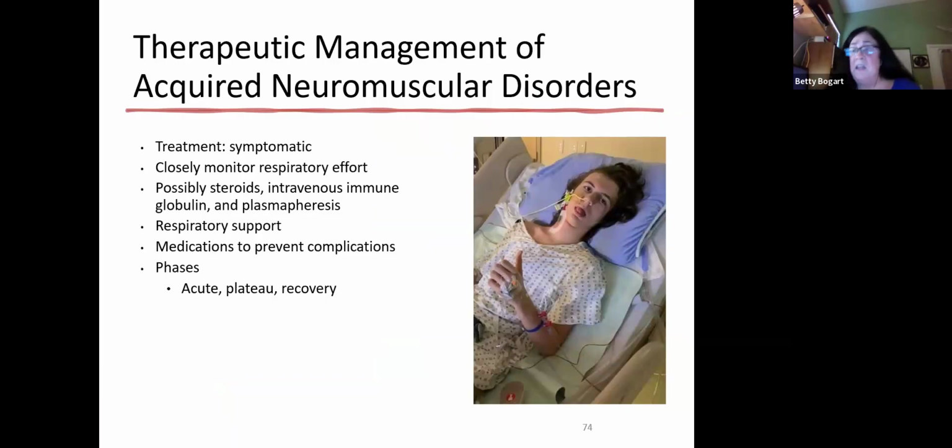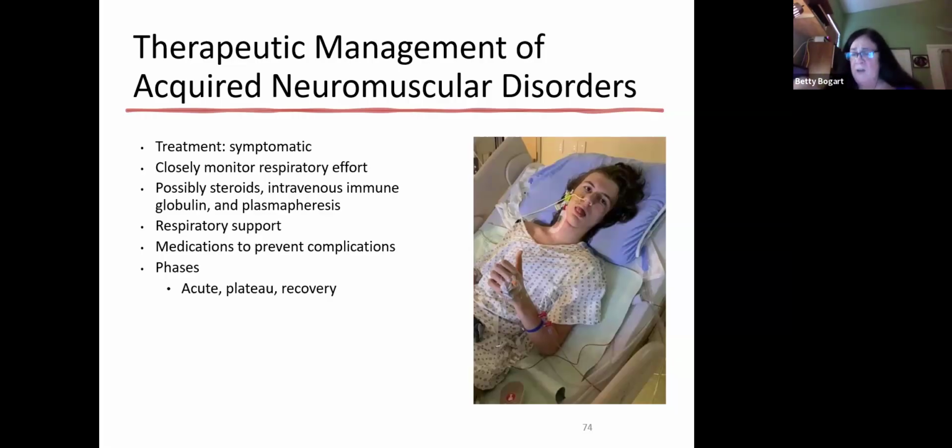IVIG, plasmapheresis, it may not work, or sometimes it just takes time. They really don't know. But again, any medicines to prevent complications, well, they get heparin for possible DVTs, maybe, or Lovenox, maybe. But again, it's the treatment, we're not sure.